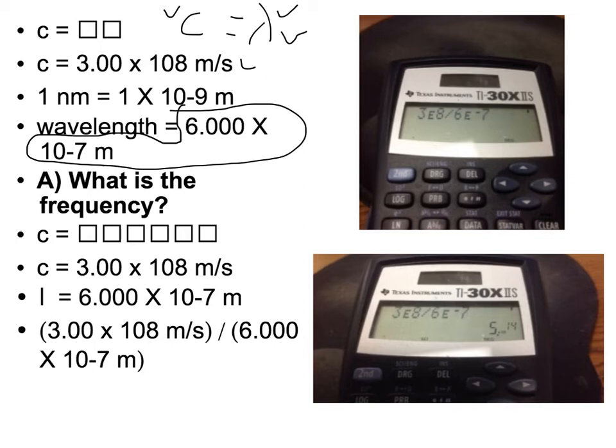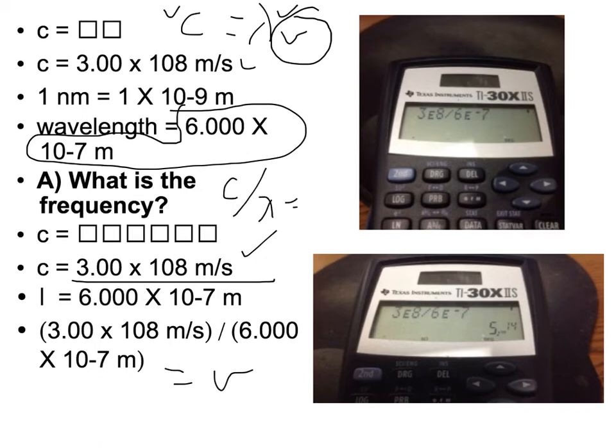What's going to happen is we're going to take the speed of light, 3.00 times 10 to the 8th meters per second, and divide that by 6.00 times 10 to the negative 7, because that will get us our frequency. So all you're doing is converting to get frequency by itself. It's speed of light over wavelength equals frequency.